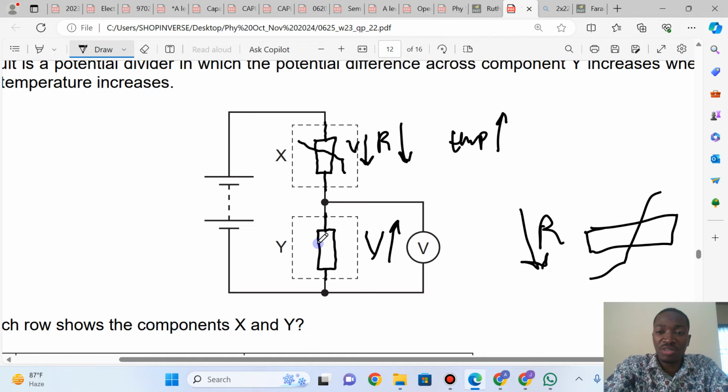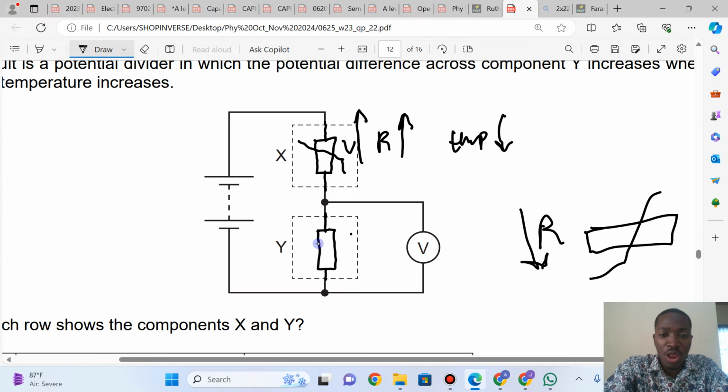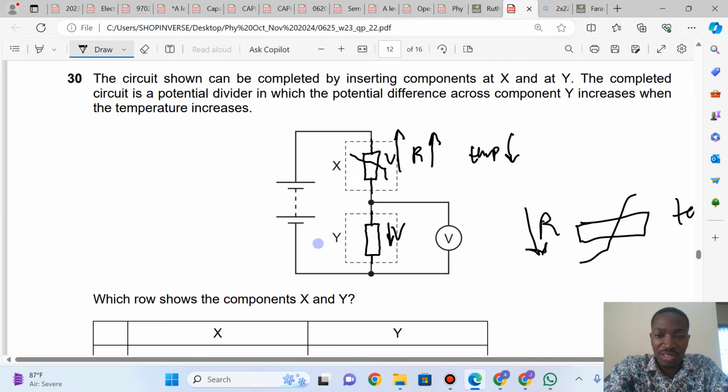And if temperature is dropping, it simply means resistance here becomes high. And if resistance here becomes high, the voltage here automatically becomes higher, and the voltage down here will be lower. That's what happens when temperature drops, when it becomes very cold. So if temperature drops, resistance here will be high, and if temperature increases, resistance down there will be high. You get it? So it's a thermistor up here and a resistor down here that will accomplish this purpose.